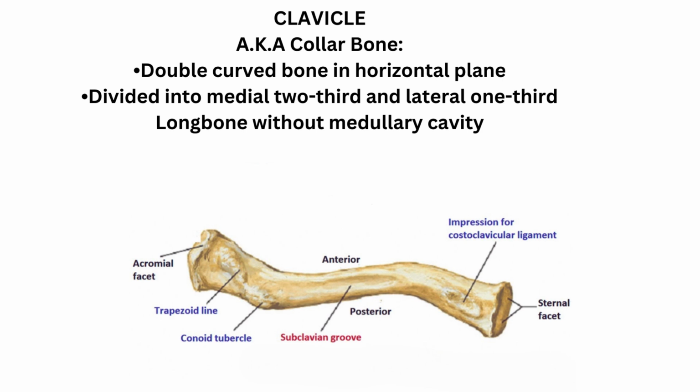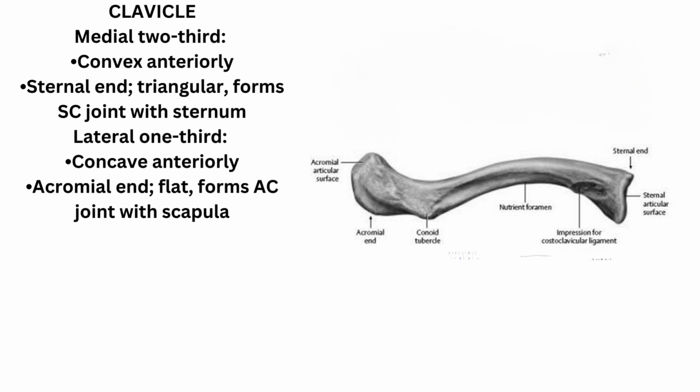The shaft of the clavicle is a double curve in the horizontal plane. The medial two-thirds of the shaft of the clavicle are convex anteriorly. Its sternal end is enlarged, triangular, and articulates with the manubrium of the sternum at the sternoclavicular joint. However, the lateral half is concave anteriorly, and its acromial end is flat and forms an acromioclavicular joint with the acromion process of the scapula.